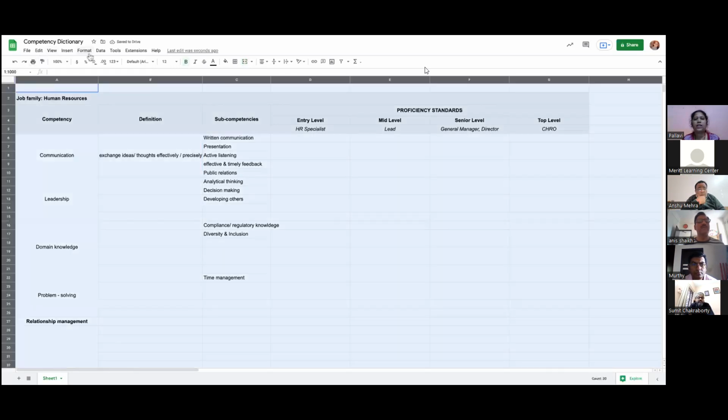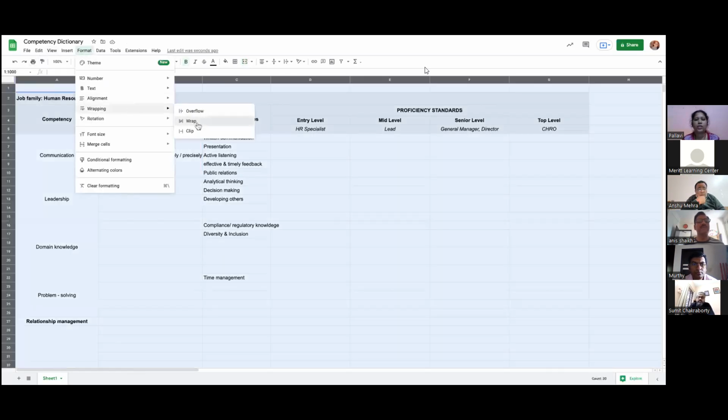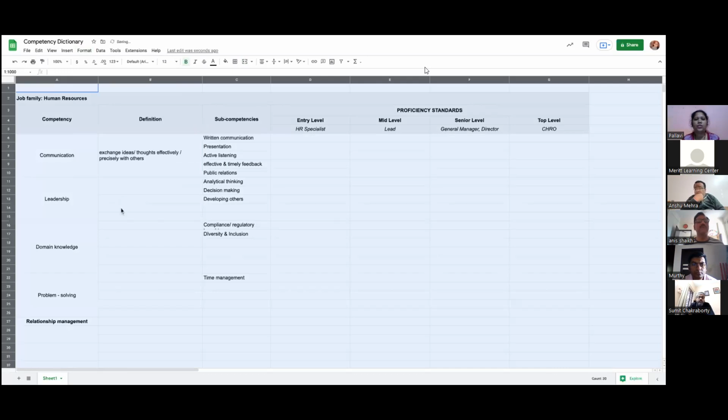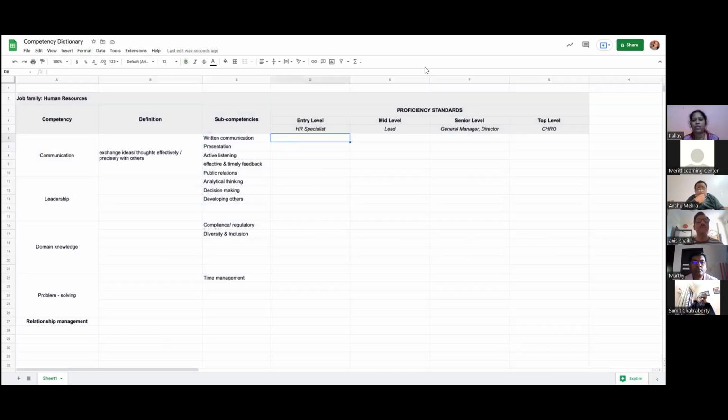At entry level, what we can expect for communication is that he will be able to communicate in a verbal and written manner effectively. In the communication definition, we can add the message also. Sometimes we have to communicate a message, and in that case proper, effective communication is very important. Exchange of ideas, thoughts, and messages.